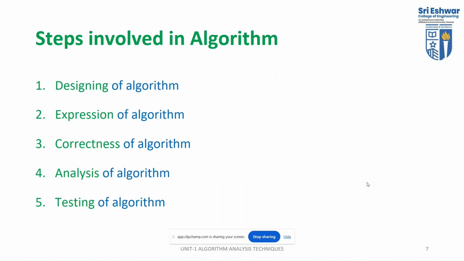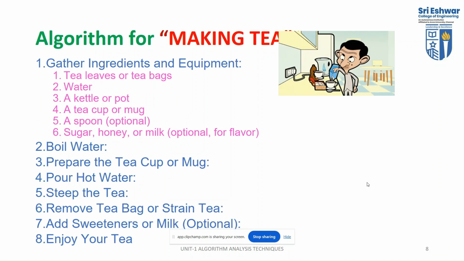Next, we will see the steps involved in an algorithm. The first step is design of the algorithm. The second is expression of the algorithm. The third is correctness of the algorithm. The fourth is analysis of the algorithm. And the last one is testing of the algorithm.